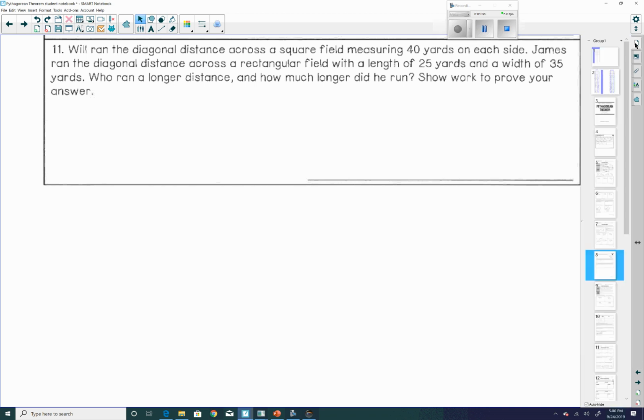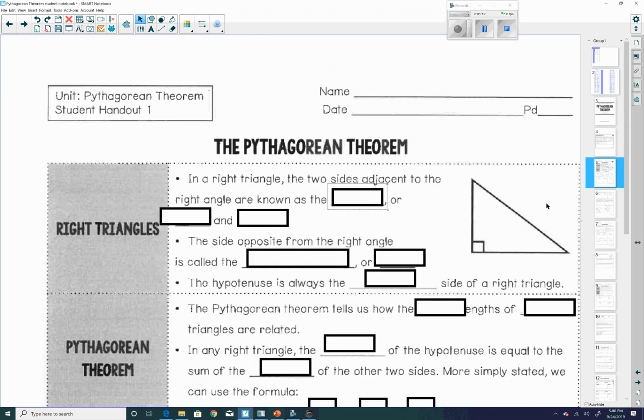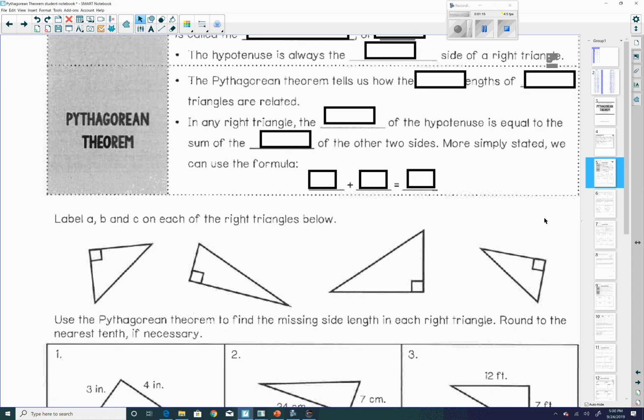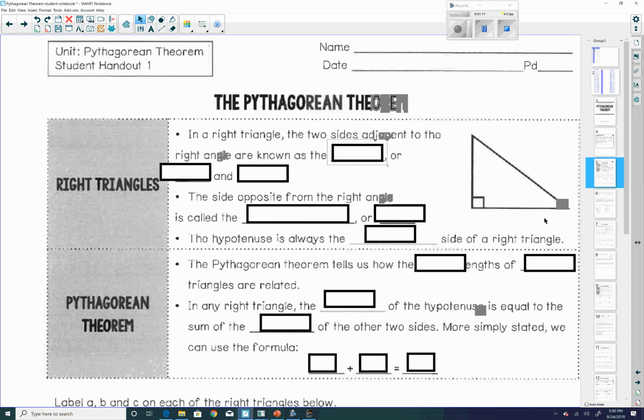Okay, going back to the page that we're going to start on, that's going to be page 2, the page after the pacing guide. And we have some fill-in-the-blank notes at the top.